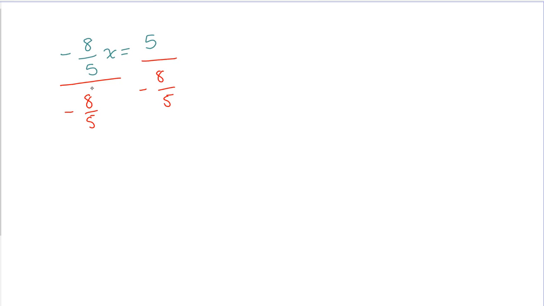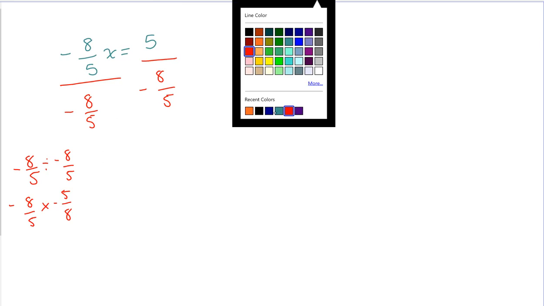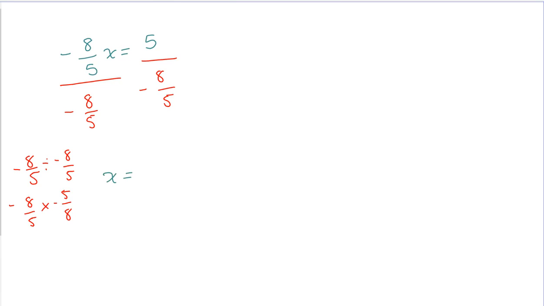Now, when we divide fractions, remember, we always do keep, change, flip. So if we were to do this on the side, -8 over 5 divided by -8 over 5 is the same as saying -8 over 5 times -5 over 8, right? So over here we'd be left with our x. And over here, if we did 5 divided by -8 over 5, we'd be doing the same thing. We'd be doing 5 times -5 over 8 to get our answer.